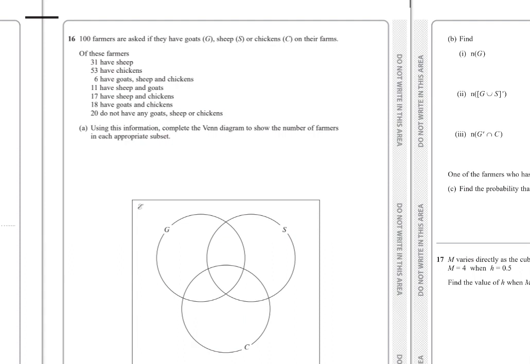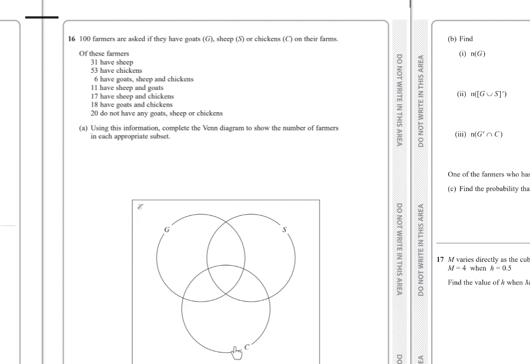Number 16. 100 farmers are asked if they have goats, sheep, chickens on their farms. Of these farmers, 31 have sheep, 53 have chickens, 6 have goats, sheep, and chickens, 11 have sheep and goats, 17 have sheep and chickens, 18 have goats and chickens, 20 do not have any goats, sheep, or chickens. Using this information, complete the Venn diagram to show the number of farmers in each appropriate subset.